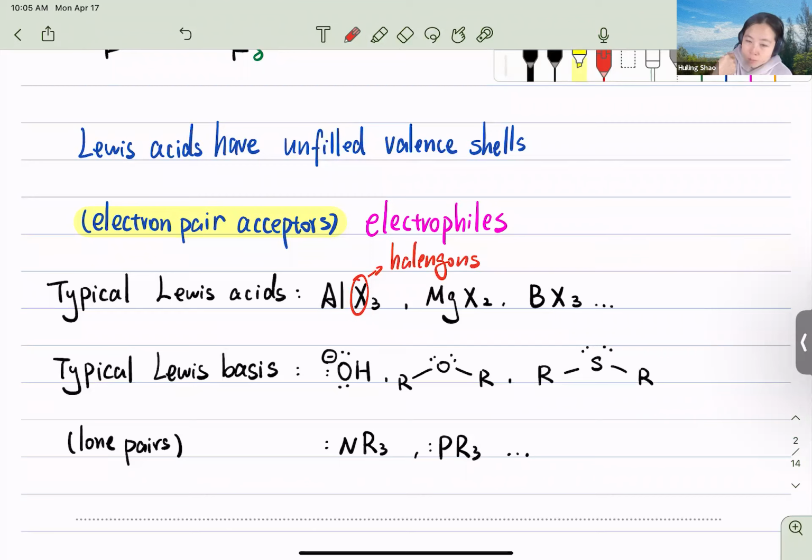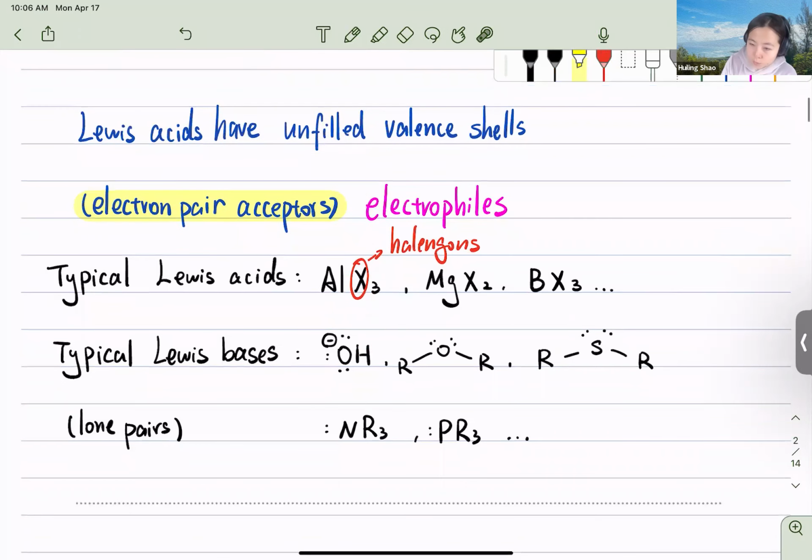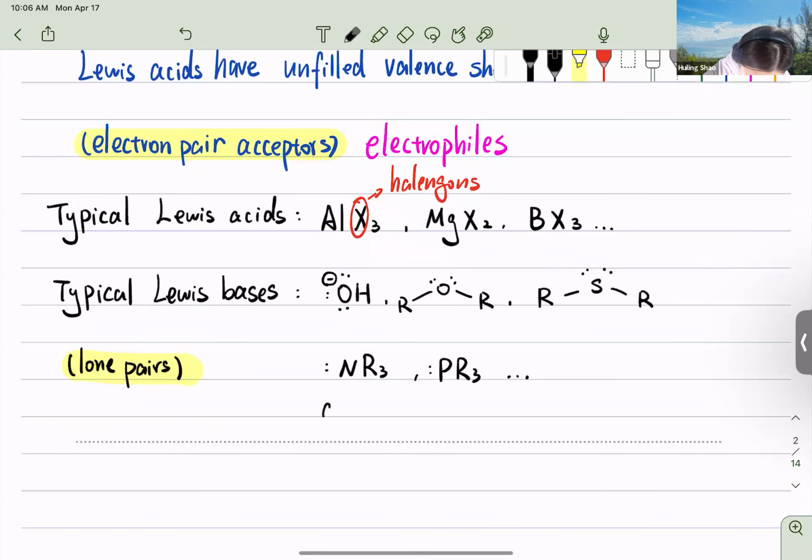For typical Lewis bases, there's a typo. We're talking about electron pair donors. Naturally, an electron pair donor will have a lone pair to donate its electrons into some other species. I'm showing here some typical Lewis bases. One common thing is they all have lone pairs. As additional information, alkenes can also act as Lewis bases. So the pi bond in your alkene can also act as a Lewis base.